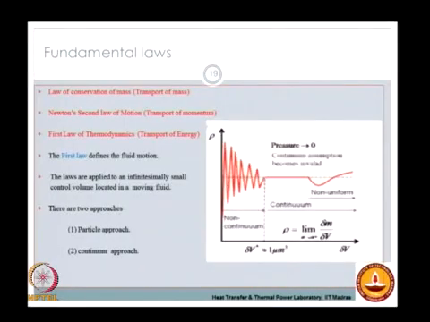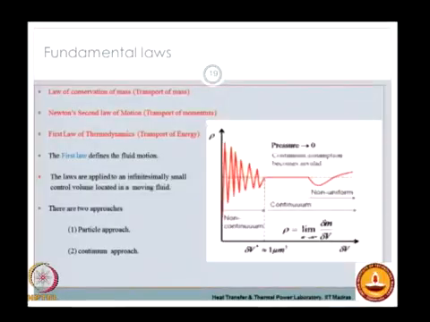So the three fundamental laws which govern convective heat transport are the law of conservation of mass, also called the continuity equation, and the transport of momentum, which is nothing but your classical Newton's second law of motion, also called the momentum conservation equation. And finally, for convective heat transport, we will also look at the first law of thermodynamics applied to an open system, which is called the conservation of energy or transport of energy.